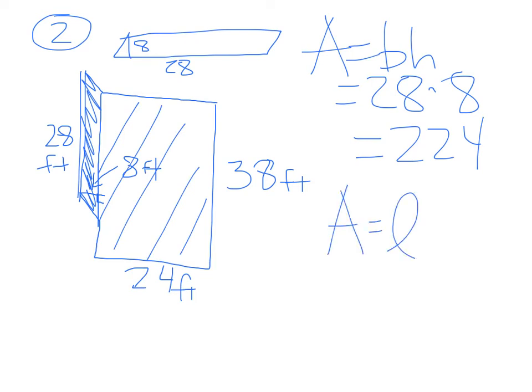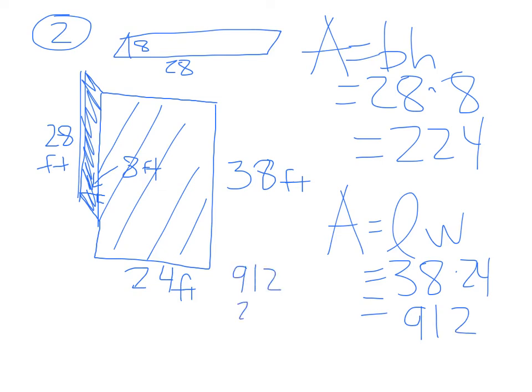Then we've got the rectangle. Rectangle formula is length times width. In this case, 38 times 24. And those two multiplied are 912. And then what you're doing for the final is adding those two numbers together. We end up with 1,136 square feet.